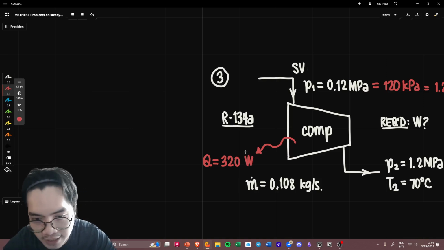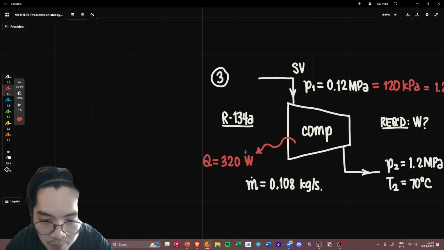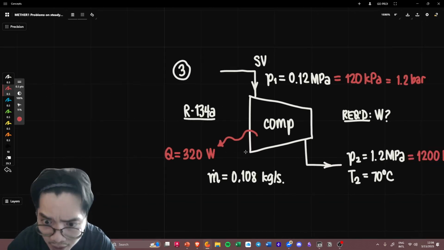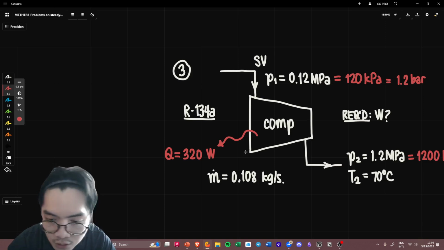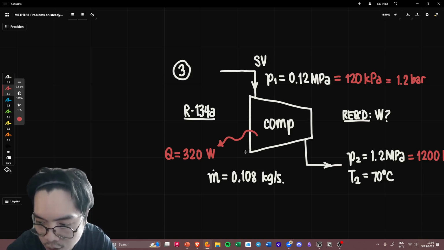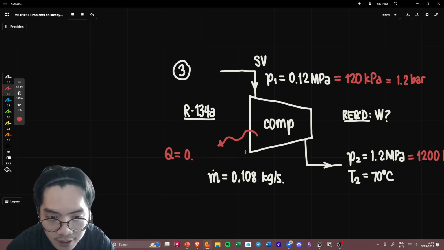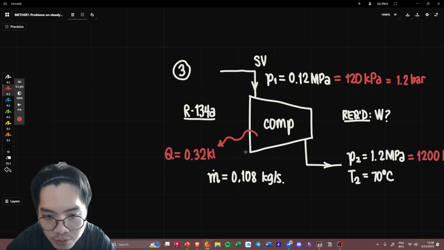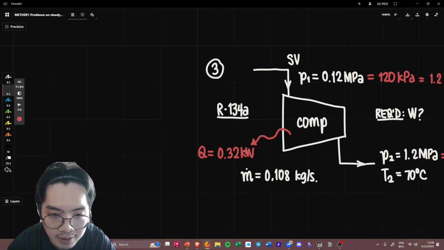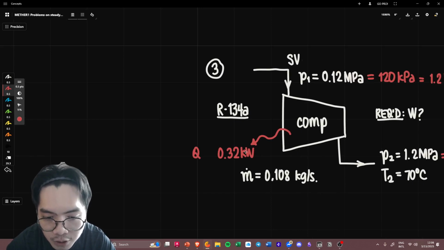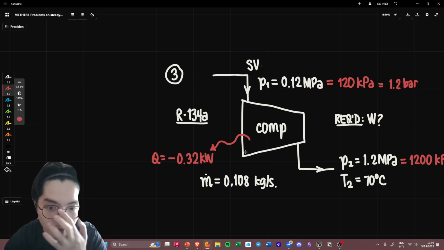And so let's try and convert this, because we actually don't use watts, right? For the first law of thermo equation, we most likely use kilowatts. 0.32 kilowatts. That is a better expression. And also, let's not forget that this should be negative because it's flowing out.